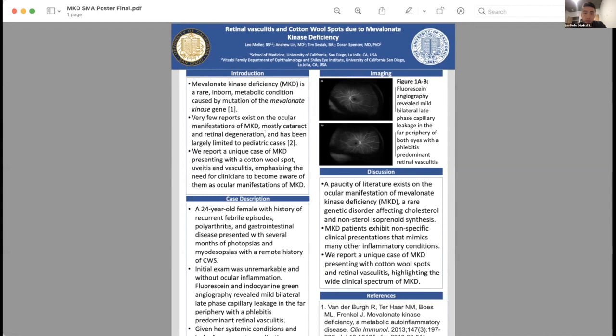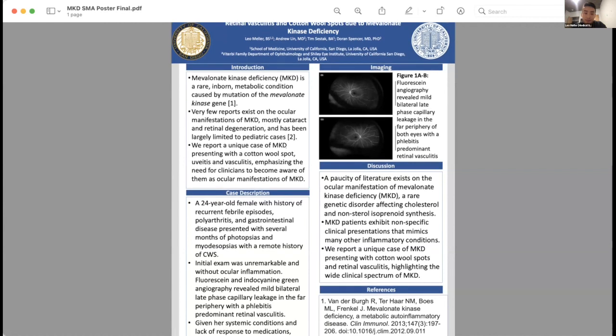So in this case, we report something that's different from typical. We report the case of MKD contributing to cotton wool spots, uveitis, and vasculitis. So we emphasize the need for clinicians to become aware of this as a potential ocular manifestation of MKD.